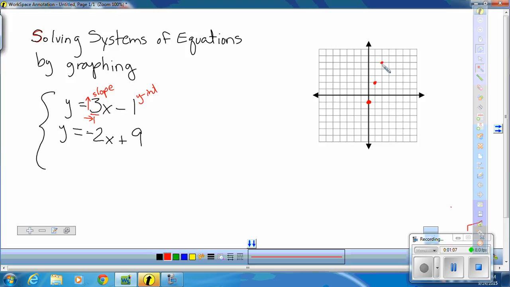Up 3, right 1. Ran out of room. I can go backwards and go the other direction, fitting as many of them on here as I can. And that gives me my line. For this first one, I did it in red.